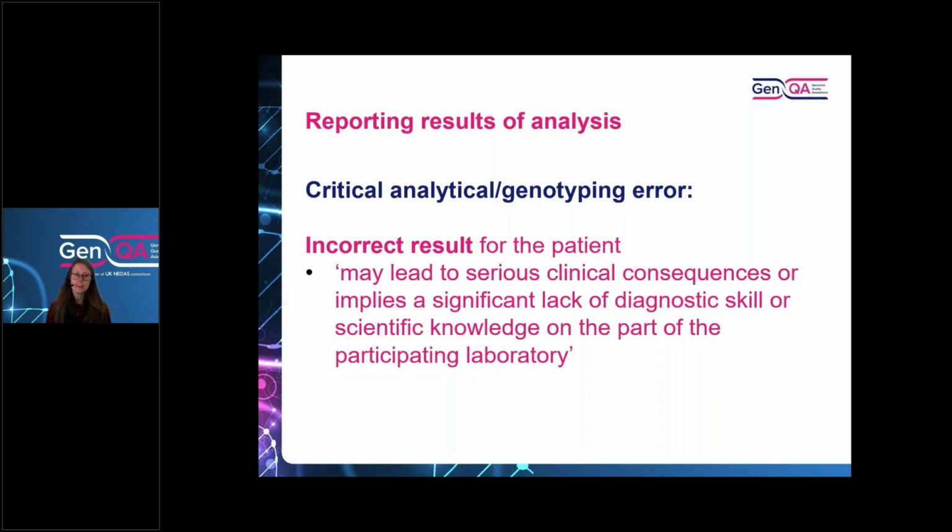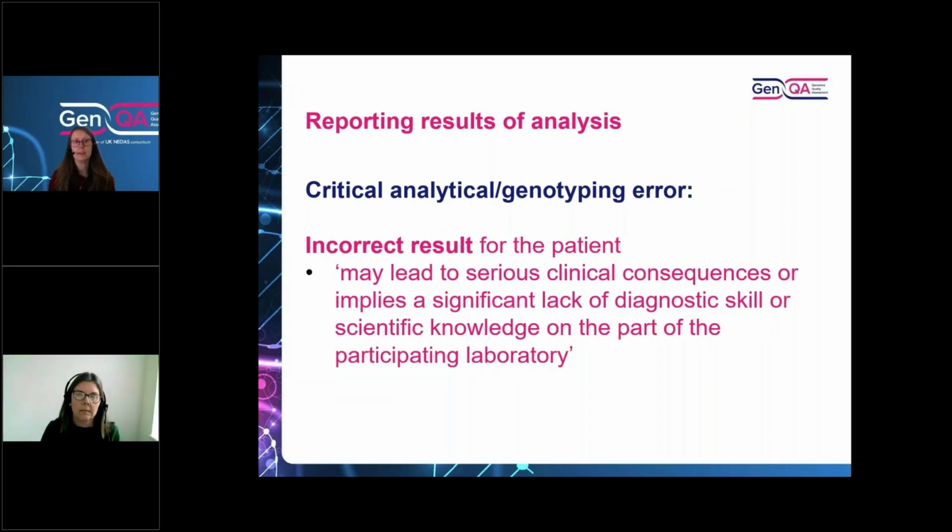For EQA, I've mentioned a few of the deductions that might be given. For example, a fish manufacturer and some comments. But really, you would be given a critical analytical or genotyping error if the result reported for the patient is incorrect. If the result could lead to serious clinical consequences, or if it implies a significant lack of diagnostic skill or scientific knowledge on the part of the participant, then a critical error would be given for analysis or genotyping.